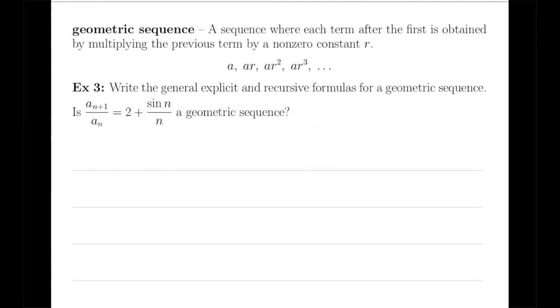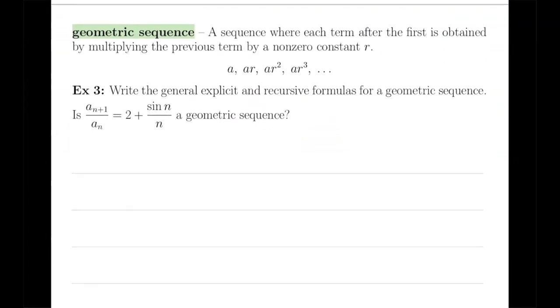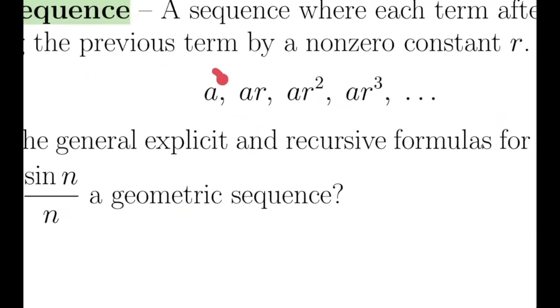The next sequence we're going to talk about are geometric sequences. So this is a very important and special kind of sequence. This is where each term after the first is obtained by multiplying the previous term by a non-zero constant r. So r is called the common ratio. So the first term is a, the next term is r times that, and then the next term is r times that, and then the next term is r times that. So it's r times the previous term, basically.